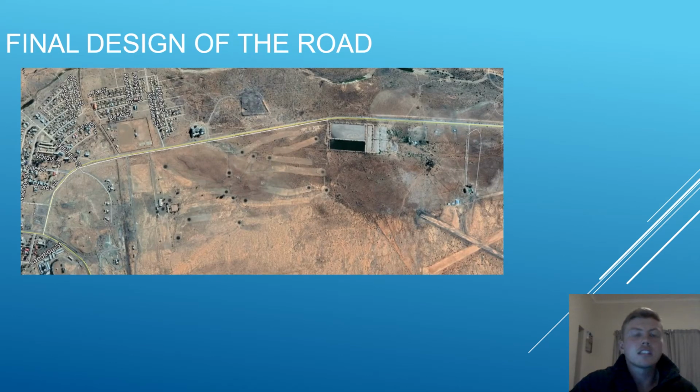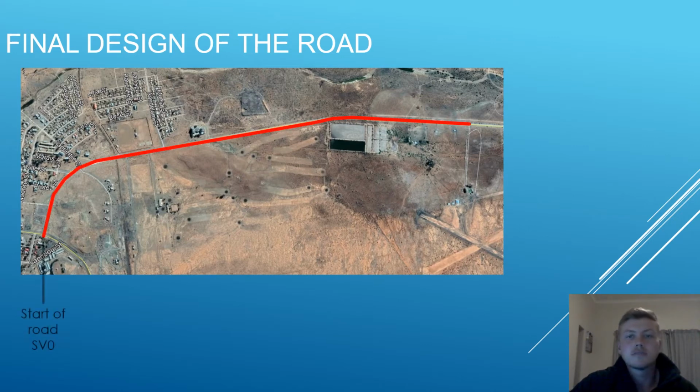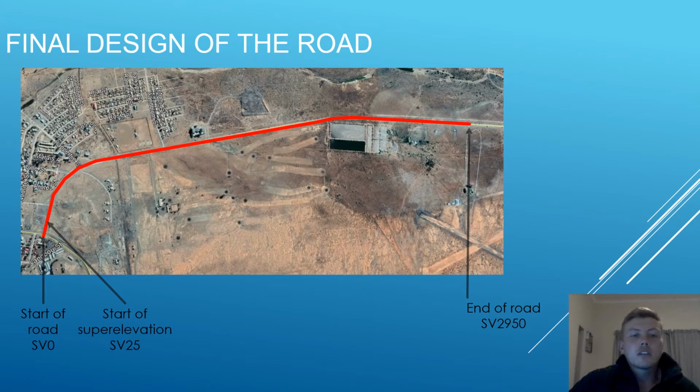And this is the satellite image of the current road in Victoria West, going from the town to the airport. The red line indicates the upgraded road. The start of the upgraded road will be at stake value 0, and the end of the road will be at stake value 2,950. In my project, I designed the super elevation part of the road. The super elevation part of the road started at stake value 25 and ended at stake value 780.